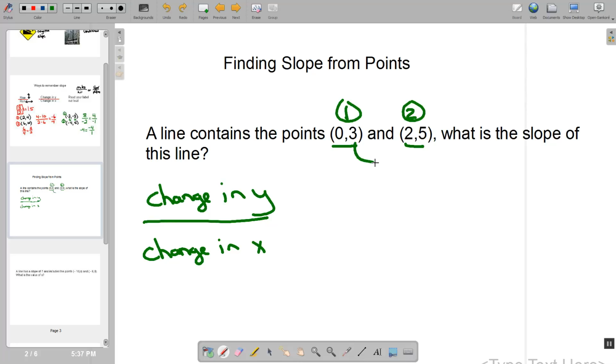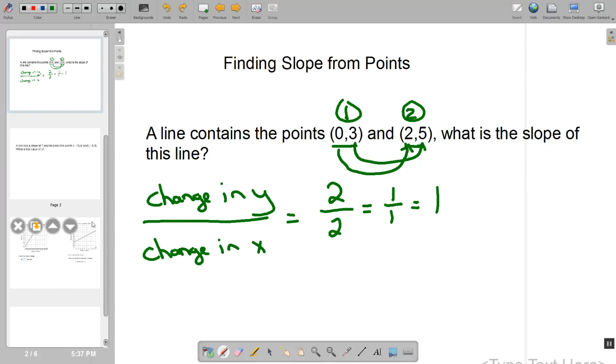So I go from 3 to 5, and I say that I'm going up 2. And then from 0 to 2, I'm going up 2 as well. So my slope can be 2 over 2. It could be 1 over 1, or it could be just +1. All of these would be correct.